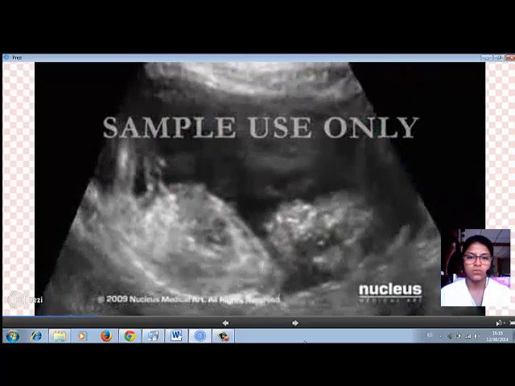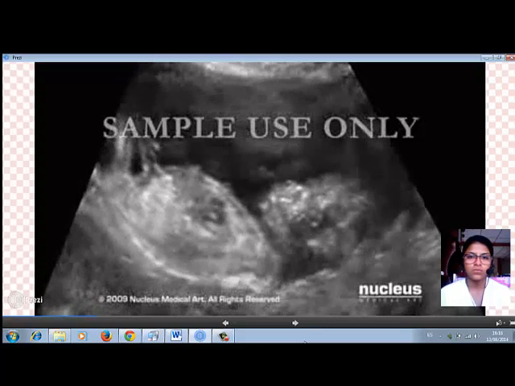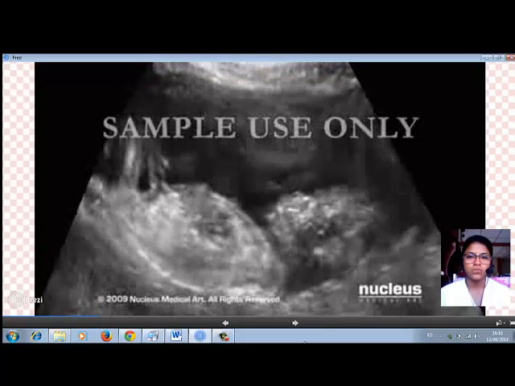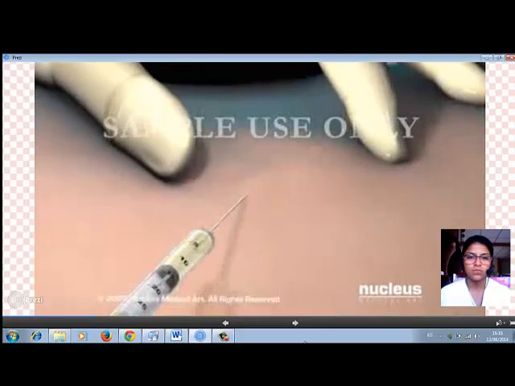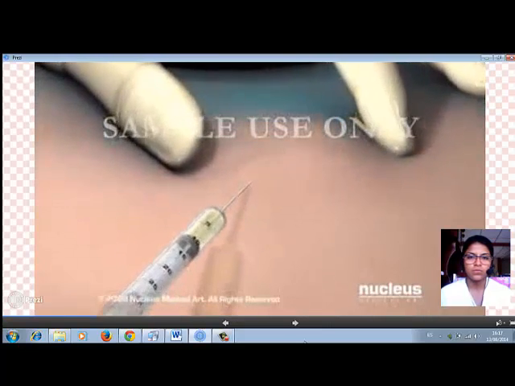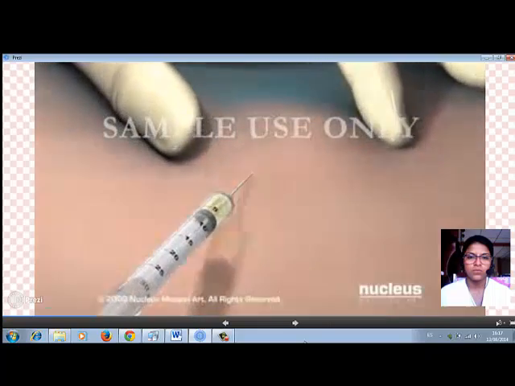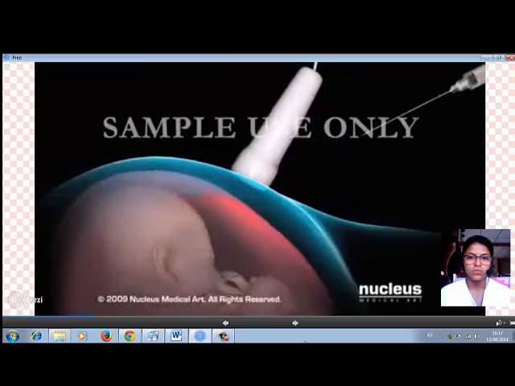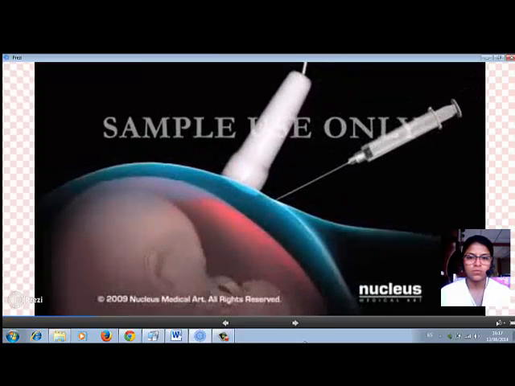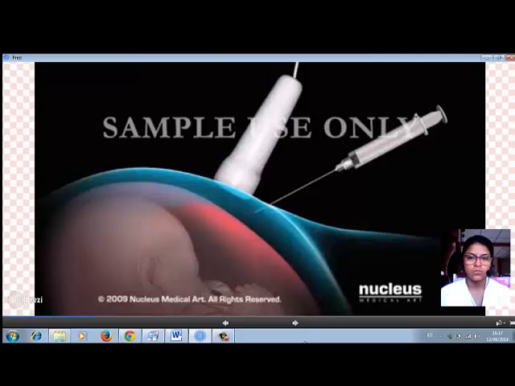Looking at this image, the doctor can choose a safe place to insert the needle. Your doctor may give you an injection of local anesthesia to numb the surface of your abdomen, where the amniocentesis needle is to be inserted, carefully watching the ultrasound monitor to avoid contact with the placenta or the baby. Your doctor will introduce the thin needle through your abdominal wall into your uterus and into the amniotic sac.